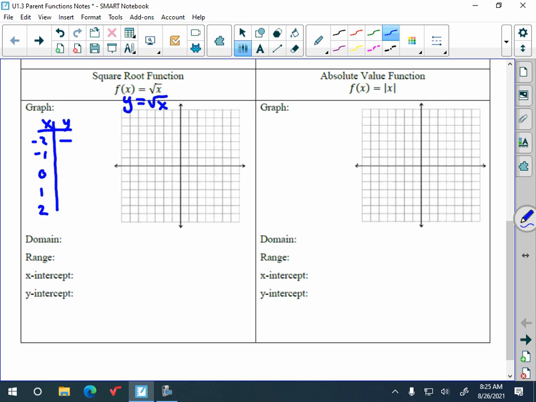Same if we try to put negative 1 in for x. There is no square root of negative 1. It doesn't exist. So you can't use negative 1. Now 0 we can plug in. What's the square root of 0? 0.